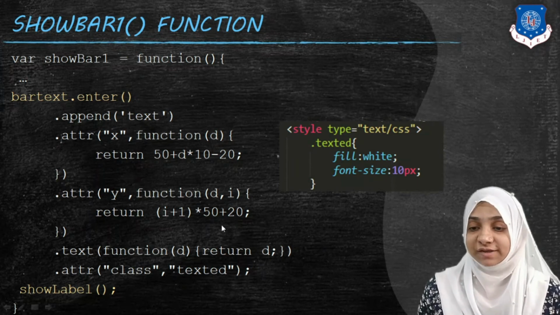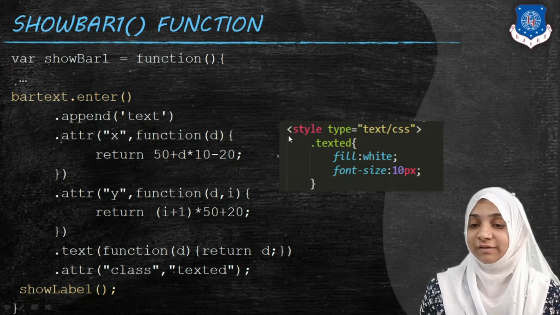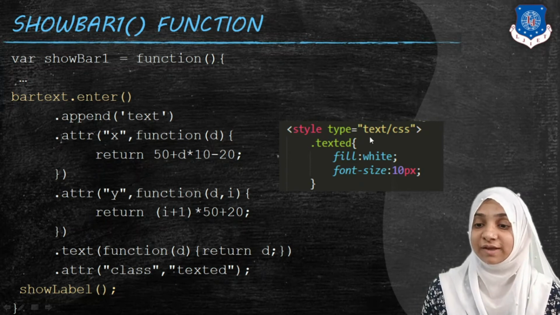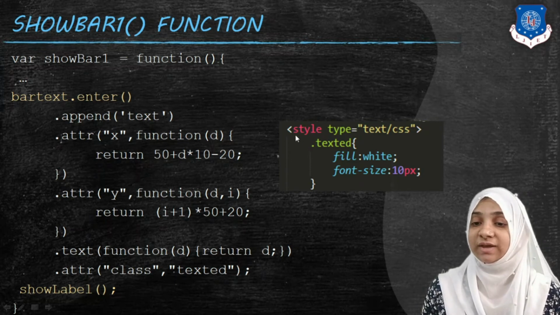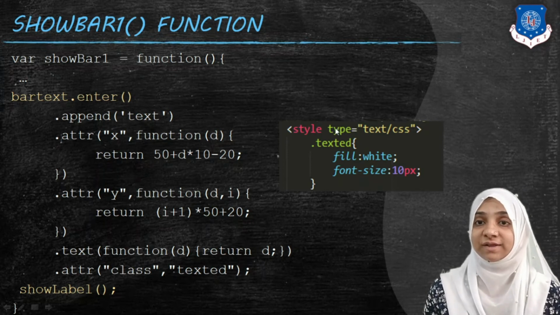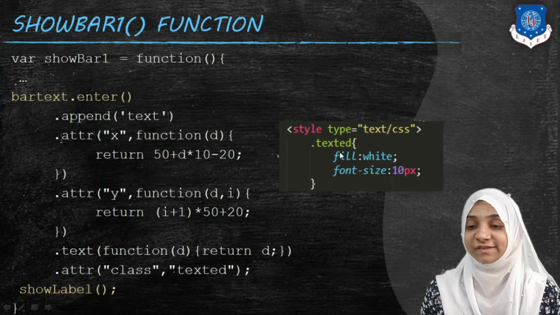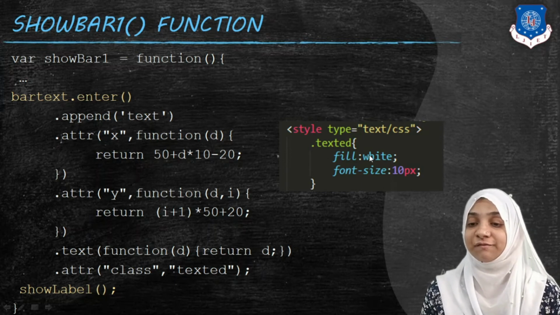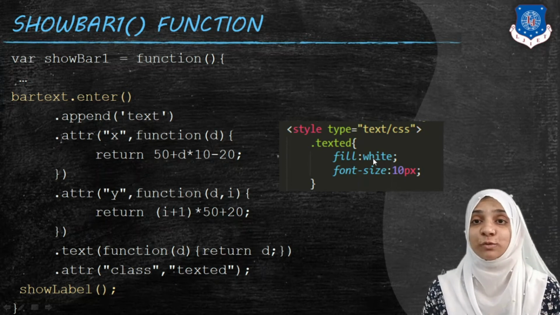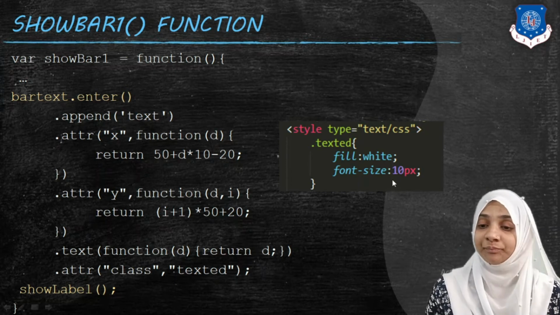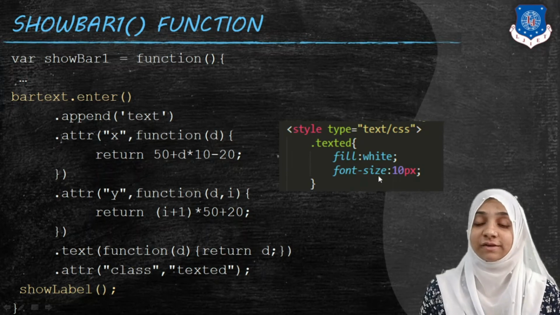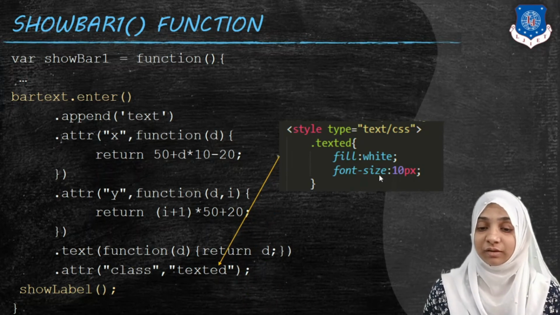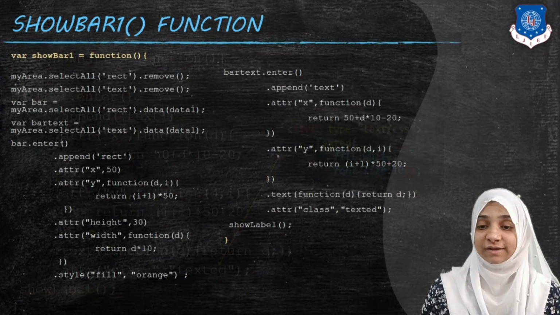Now see what this texted class looks like. So within an HTML page itself, we write one CSS. So within the style tag, we write one CSS, and there is a class called texted. And some of the settings are there. Texted class is having fill white. That means my text is going to appear white in color, and the size of text is 10 pixels. So that is what texted class is.